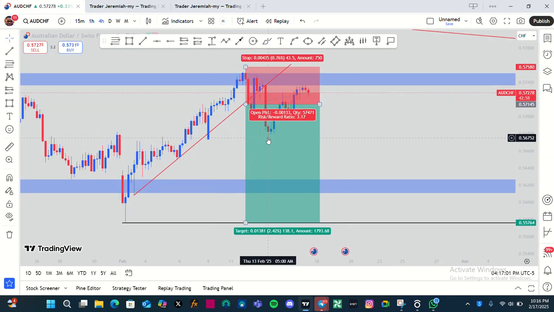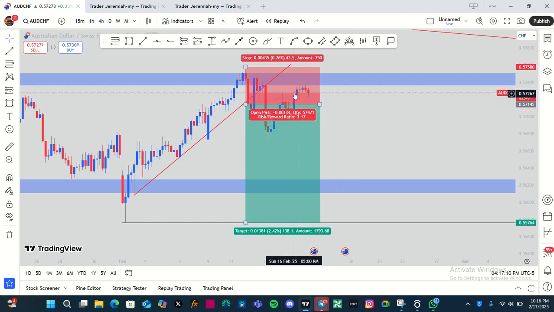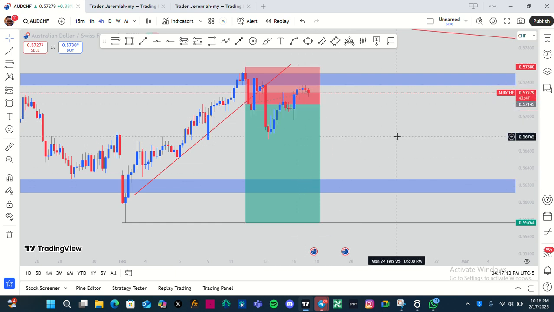Though this trade has already come into this zone like this and made small profit before heading back, and it was in a small loss as you can see for now. So I will just be waiting for price to head lower like this. So this was a perfect example.